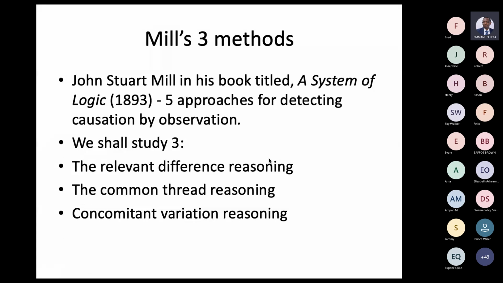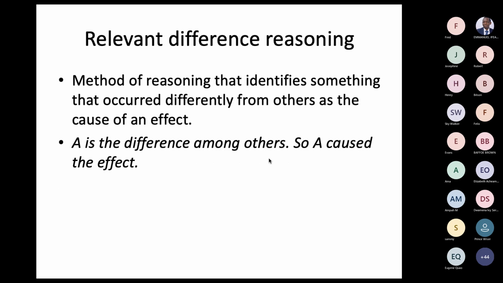John Stuart Mill, in his book titled A System of Logic, 1893, propounded 5 approaches for detecting causation by observation. Now we shall study 3: the relevant difference reasoning, the common thread reasoning, and the concomitant variation reasoning. So these 3. Let's begin with the relevant difference reasoning.